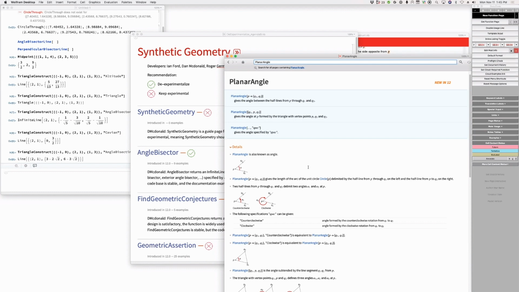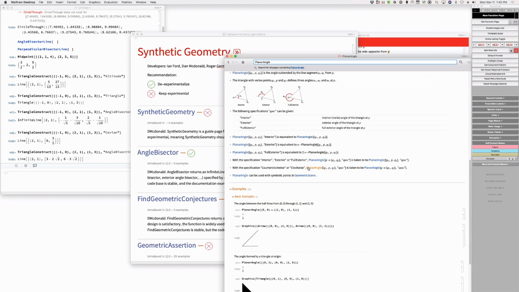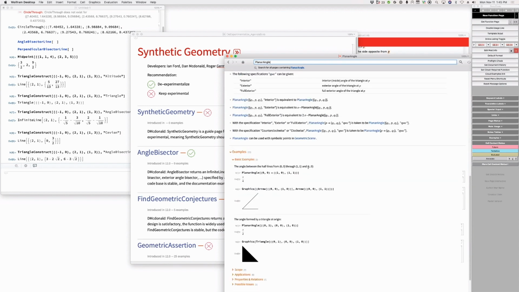Right. So that is another argument. Scroll down on that page. Yeah. And there's another interior, exterior, and full exterior. You scroll past it. Yeah. No, I'm looking at the examples here. Planar angle is the angle. Hold on a second. This is the angle. This is some counterclockwise angle formed by those things at that point, right?